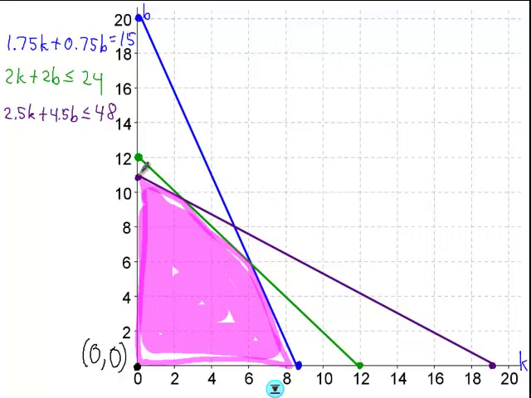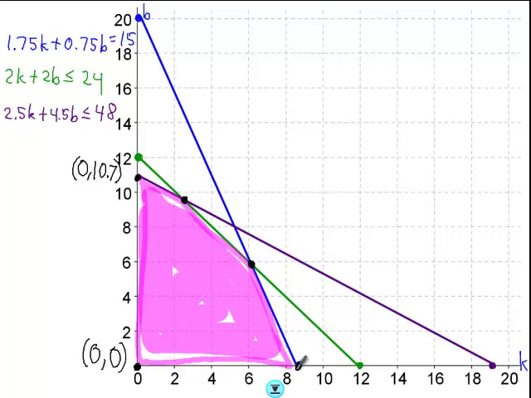Okay, now here we've got this vertex at 0, approximately 10.7, which he wouldn't be able to make. If he made just cobblers, he'd only be able to make 10. Anyway, we might need to consider that. Okay, so that's one of our vertices. We need to find this point right here, this point right here, and finally this one right here.